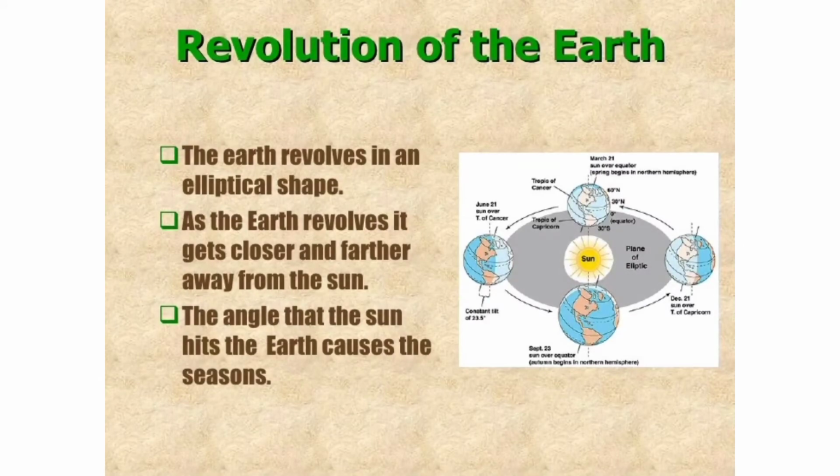The Earth revolves in an elliptical shape. As the Earth revolves, it gets closer to and farther away from the Sun. The angle at which the Sun hits the Earth causes the seasons.